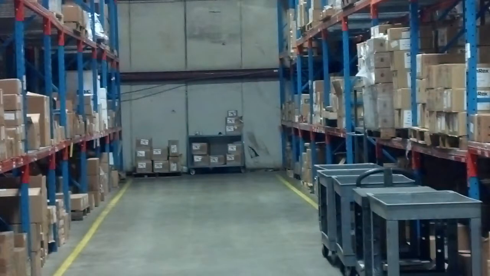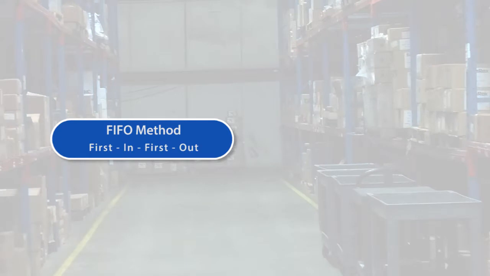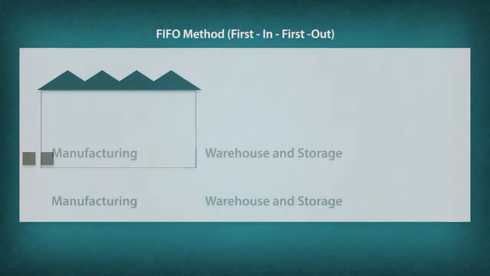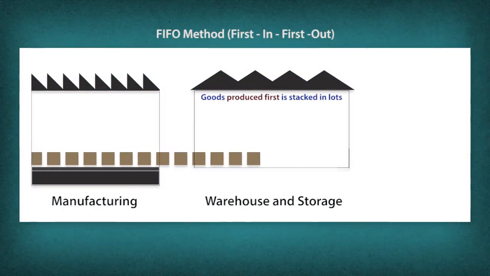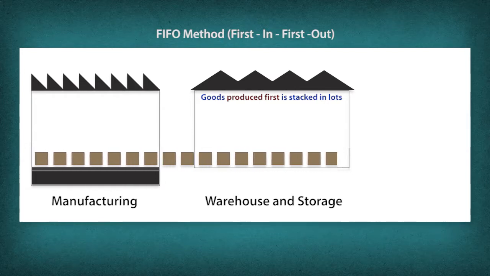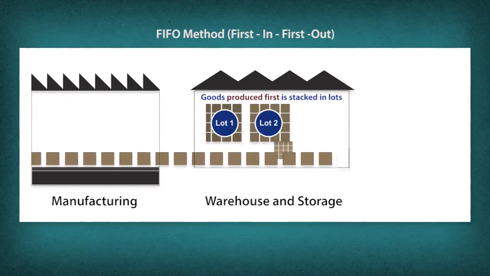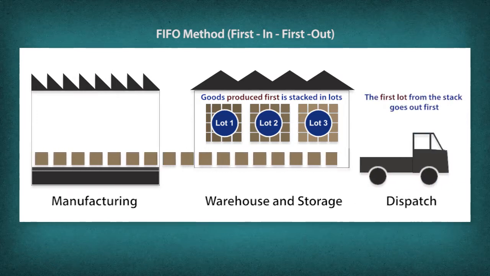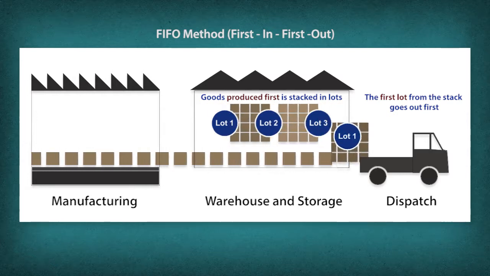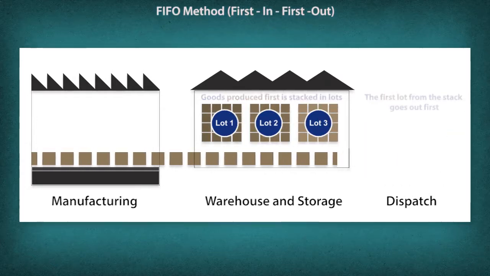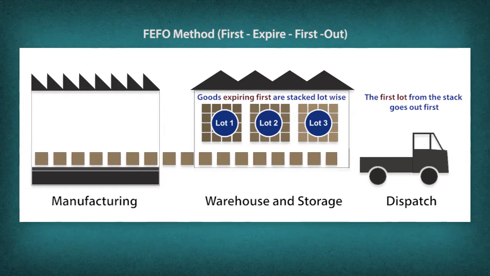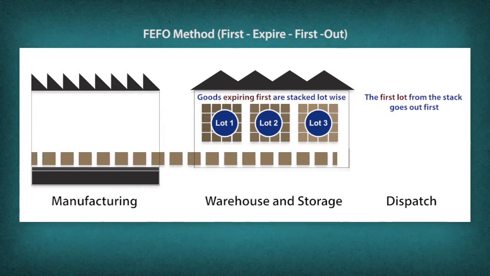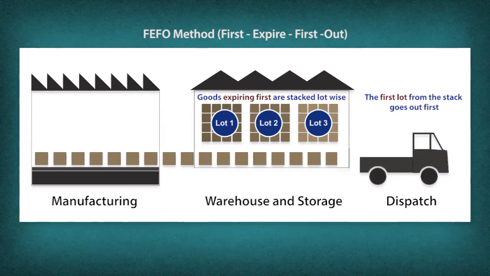Stock rotation systems like FIFO and FEFO are applied. FIFO, first in, first out, is a stock rotation system that dispatches processed food depending on the order in which it is produced. FEFO, first expired, first out, is a stock rotation system wherein products that need to be consumed earlier are shipped first.